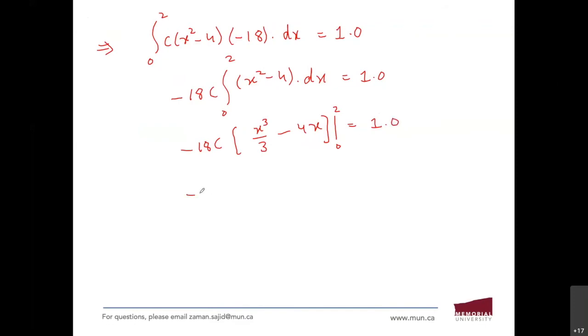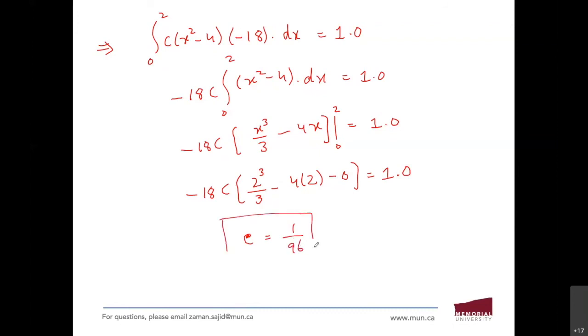It will be minus 18 times c. Now the upper limit 2, this will be 2 cubed over 3 minus 4 times 2, and minus the lower limit, which is 0. So this will become 0 minus 0, which is 0, equal to 1. Now you don't have any variable here, the only thing is c. So once you find your c, that will be 1 over 96. And that's what we are interested to find out.